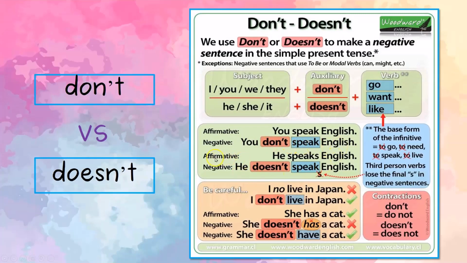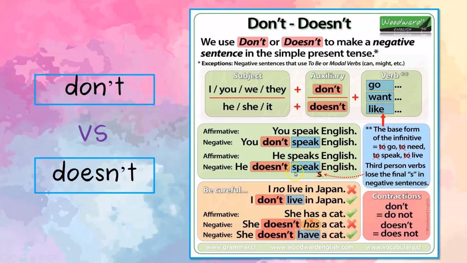The next one is, if it is affirmative, we will say, he speaks English. Okay, look at the verb here. We have S for the verb because it is the singular subject. So he speaks English. If it is in a negative form, we will say, he doesn't speak English.